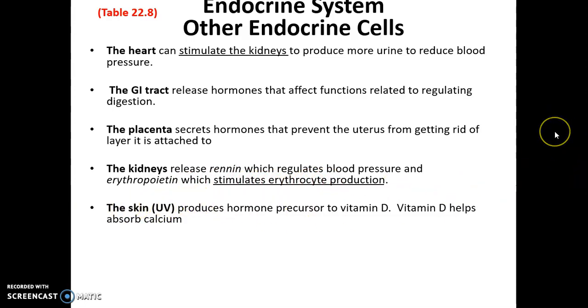And then the skin is able to produce the hormone precursor to vitamin D because of exposure to UV light. So that's why it's good to get some sun exposure. And then vitamin D, when it's finally completely formed and is functional, aids in the absorption of calcium by the small intestines. All right, and that is it for chapter 22.